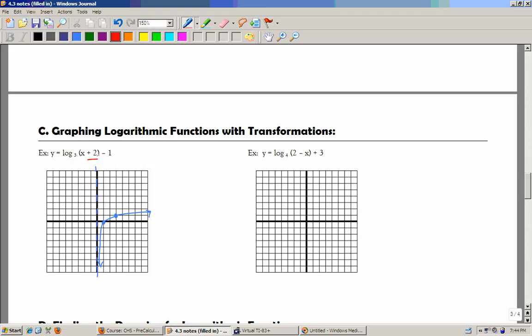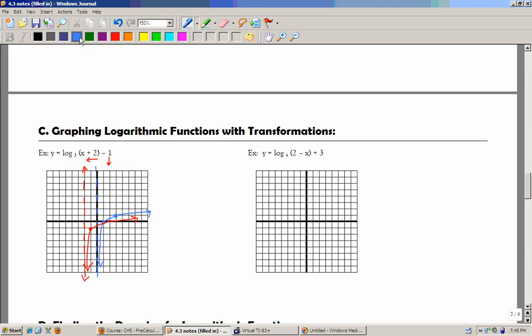This plus 2 makes it go left 2. This minus 1 makes it go down 1. So every point is going to shift 2 to the left and down 1. So this point at (1, 0), if we take it 2 to the left and down 1, that will land at (-1, -1). If we take this point at (3, 1), and we go 2 to the left and 1 down, that's at (1, 0). And the asymptote that was at x equals 0 also shifts 2 units to the left. It is now at x equals negative 2. So that's the line we're going to run along and go through the 2 points we just plotted.